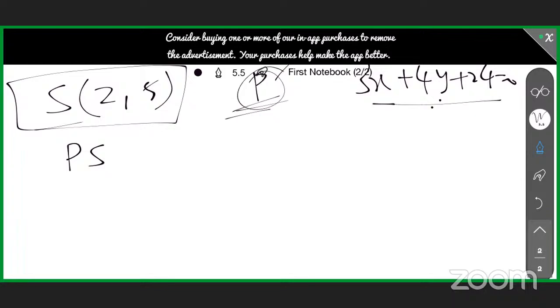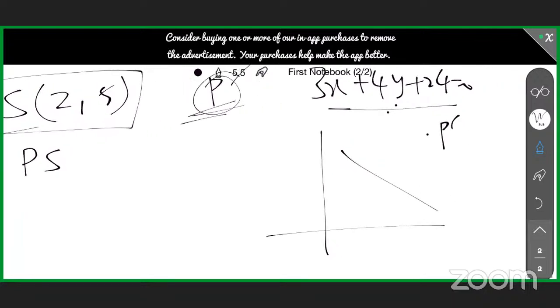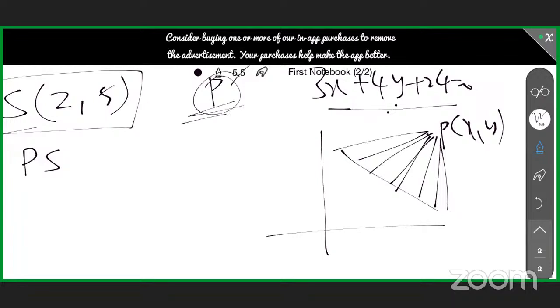Do you remember we derived the formula of D is equal to mod of A x1 plus B y1 plus C divided by root of A square plus B square by using the right angle triangle concept. For example, this is my line and this is my point P x comma y. I told you can find distance like this, like this, like this. But each distance will be different.